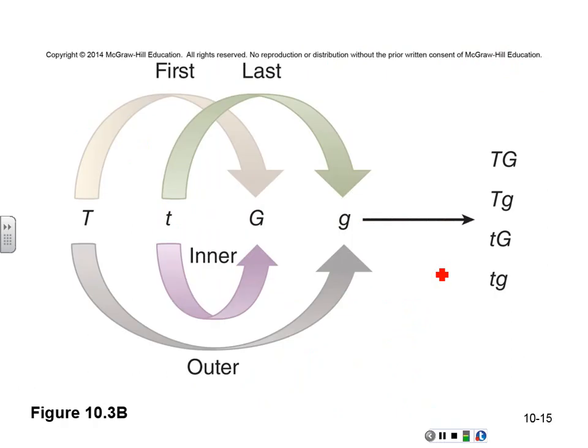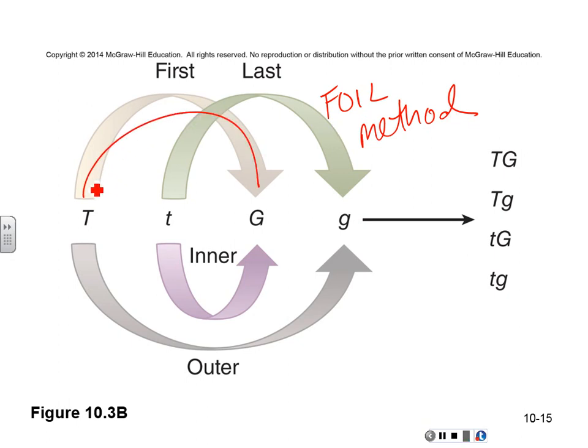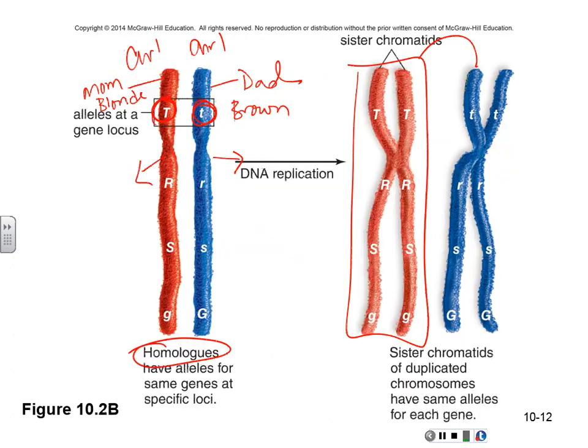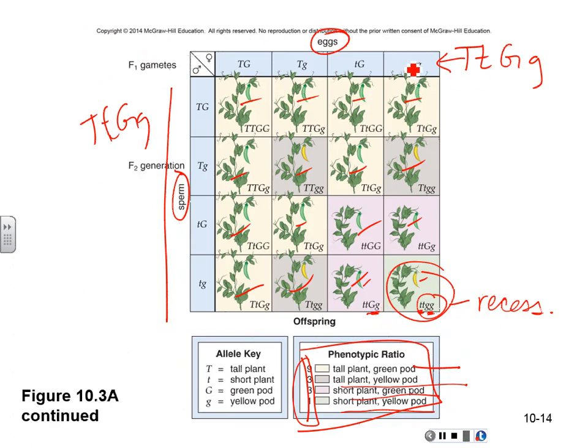So one of the best ways to look at how you come up with the possible gametes is something called first, outer, inner, last, or some people use the FOIL method from math. However you want to look at it. So what they're saying is, how did I figure out what the gametes would be for this? How did I know that the gametes would be these?